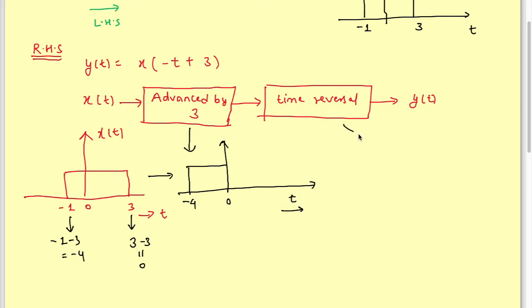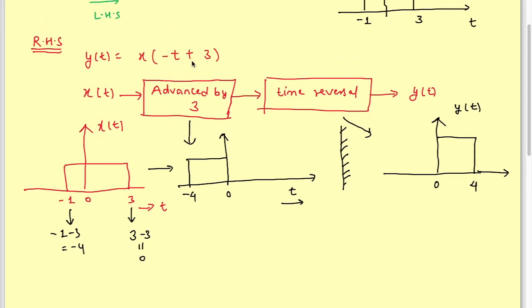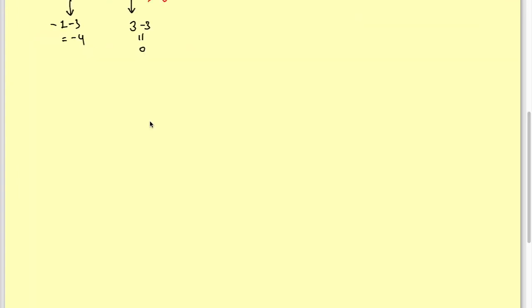Now I will apply time reversal to this. Time reversal means I will apply a mirror here. So the signal will look something like this, from 0 to 4, that is y of t. It is clear to you, because there is a positive sign, so I advance my signal by 3 and then I apply the time reversal. Now moving toward our second approach, that is the left hand side.